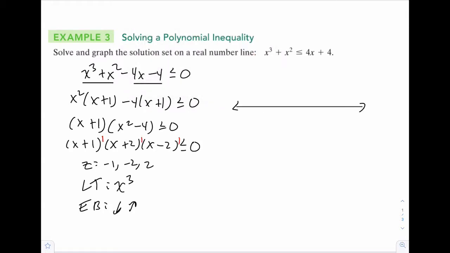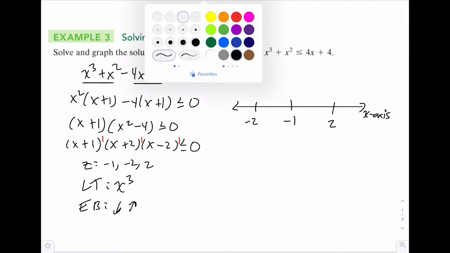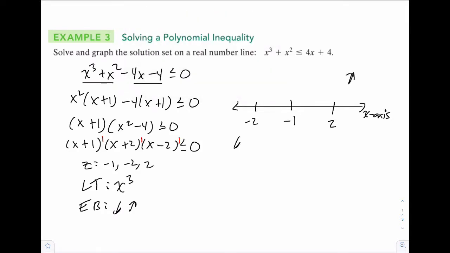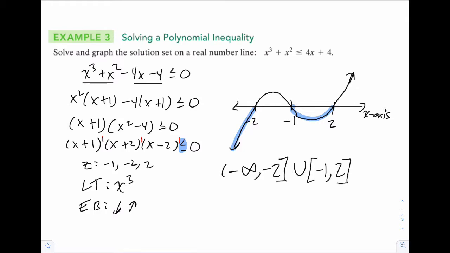So let's just sketch the x-axis right here. And I'm going to put my zeros, negative 2, negative 1, and 2. And let's draw it. There's our end behavior. It's going to go through negative 2, through negative 1, through 2. We're looking for where it's less than 0. So I'm going to highlight this region and that region. So my answer must be negative infinity to negative 2, bracket, union, negative 1 to 2, bracket.